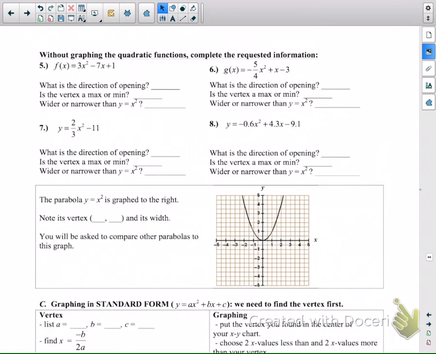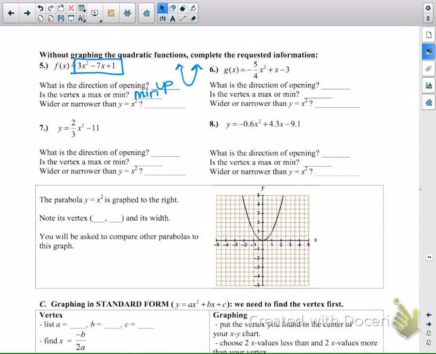So if I give you a standard form function, just from what we talked about here, we have 3x squared minus 7x plus 1. What part of that tells me which way it opens? The 3. Since it is a positive 3, it opens which way? Up. Now, whether the vertex is a max or min is a result of whether it opens up or down. So think about it. If it opens up, it looks something like this. Will the vertex be a max or a min? Min.